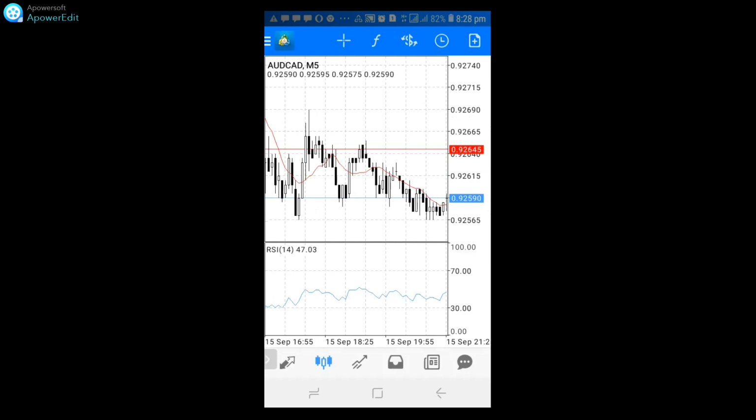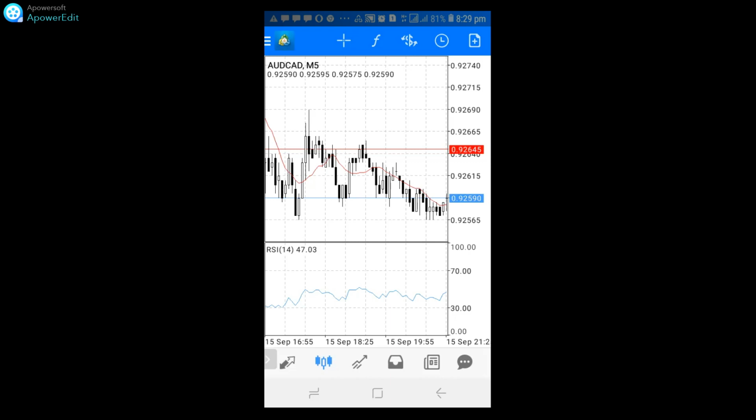The third one is where you have your open positions. The fourth one is where you see your profits. And the fifth one is the news. If you have a live account here, you always get updates of news. And the last one is a message icon.